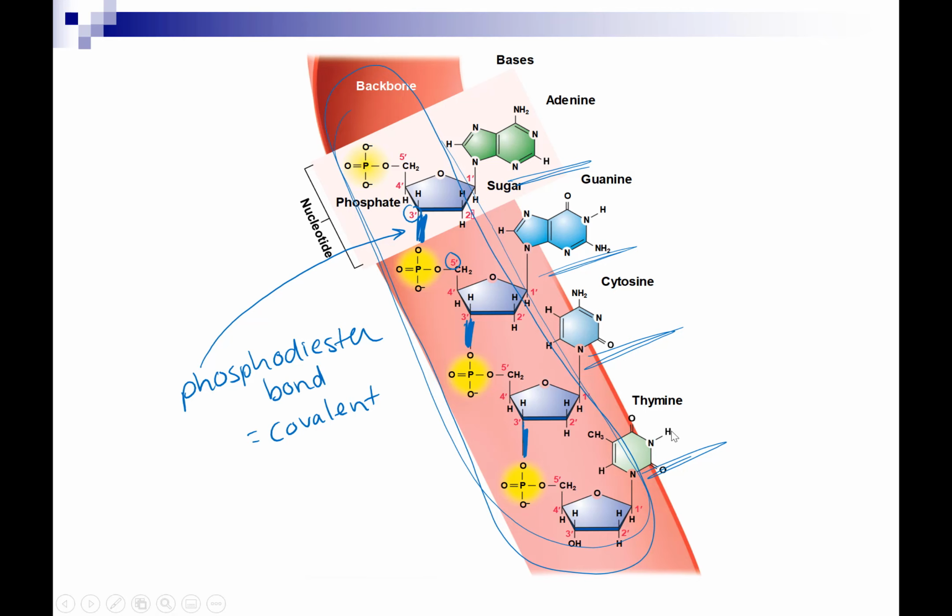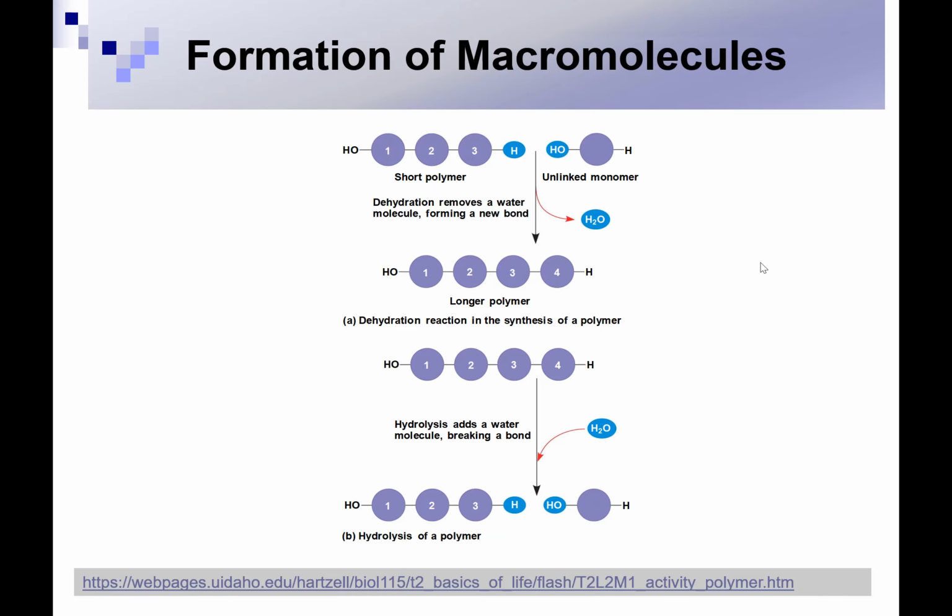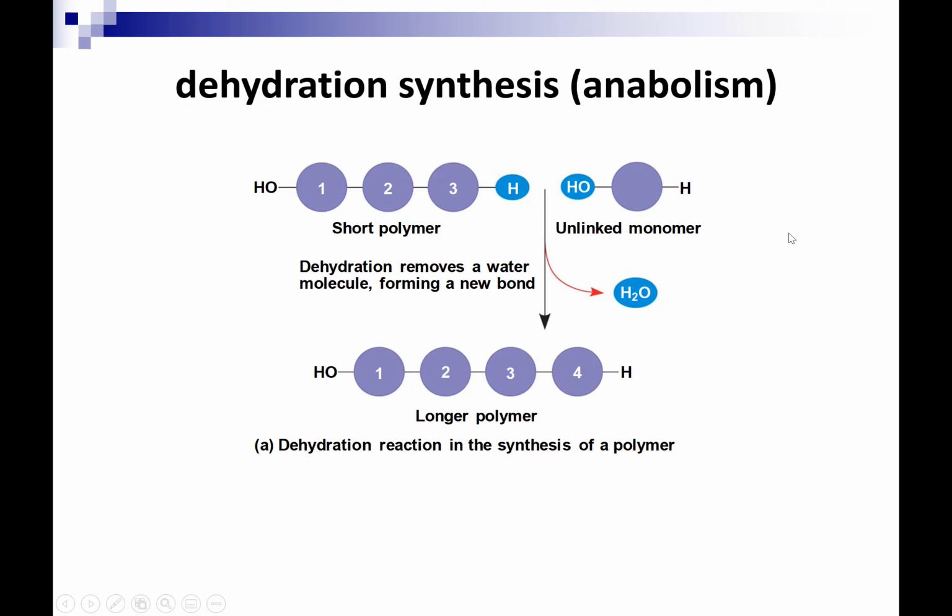So let's talk about making those phosphodiester bonds. We've talked about this before when we talked about the 4 types of macromolecules. We talked about dehydration synthesis and hydrolysis. So let's look at this one more time. Okay. Dehydration synthesis, anabolism, or an anabolic reaction. Remember, you lose one water molecule for every covalent bond you make.